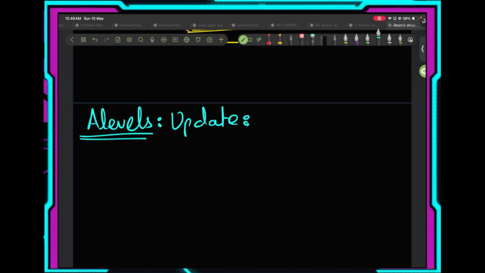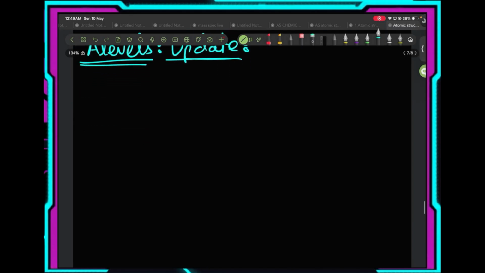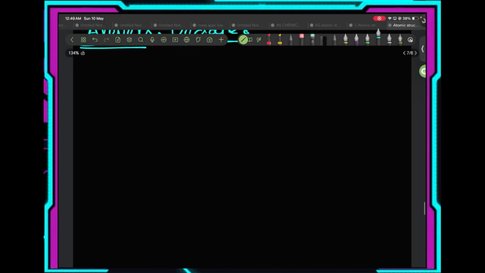The first update in A levels is that you have the same atomic structure. You do not need to change the atomic structure, and we will use the IG electronic structure that we have made in order to find trends for different atoms or different elements in the same group and in the same period. Okay, so let's move on to the A levels update.